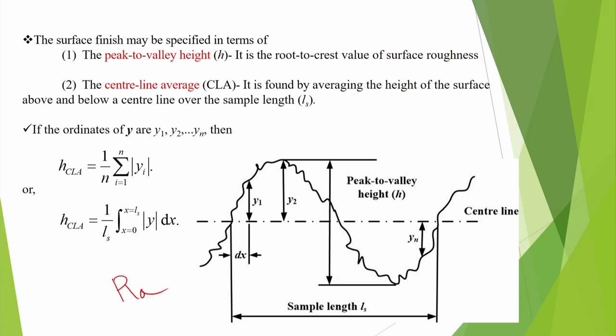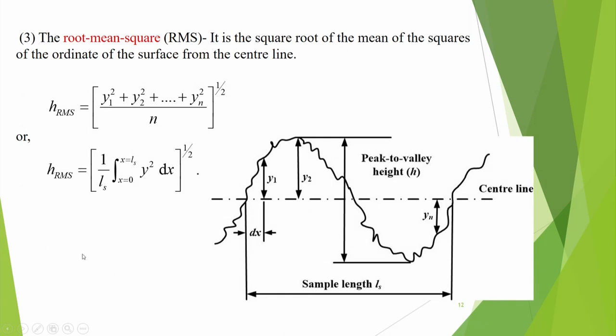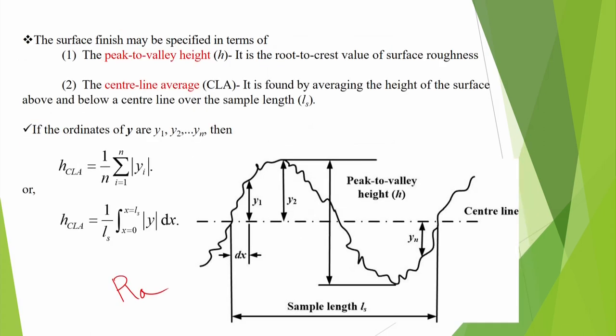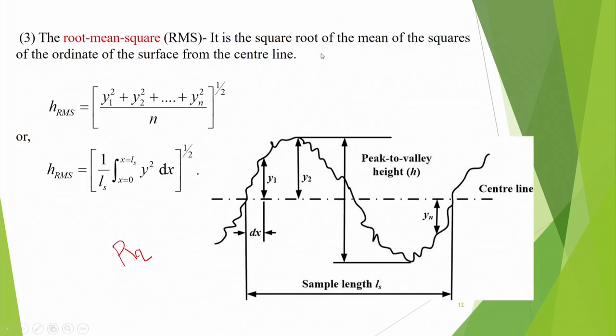Now, root mean square, RMS, is the square root of the mean of the squares of the ordinates of the surface from the center line. That is written as HRMS, or also as Rq. Many times they write Rq. In fact, peak to valley height is also written as Rz many times, that is peak to valley height.